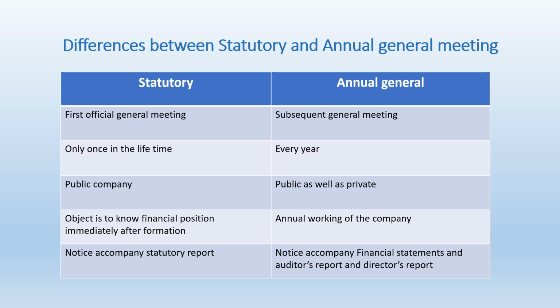The object of the statutory meeting is to enable the shareholders to know the financial position of the company immediately after its formation, but the object of the annual general meeting is to enable the shareholders to know the annual working of the company and its future prospects. The notice of statutory meeting given to the shareholders is accompanied by the statutory report, whereas the notice of the annual general meeting given to the shareholders is accompanied by certified copies of the balance sheet and profit and loss account, auditor's report, and director's report.